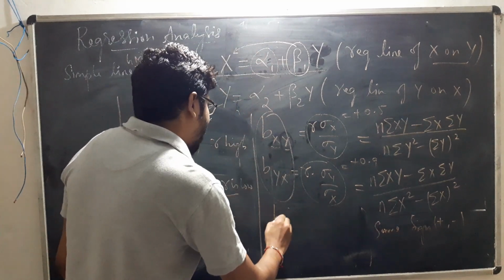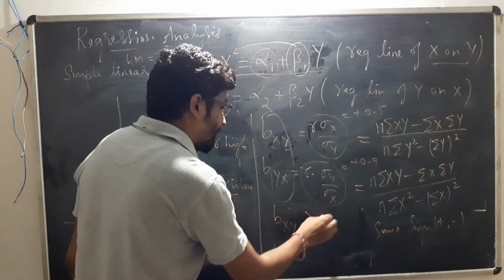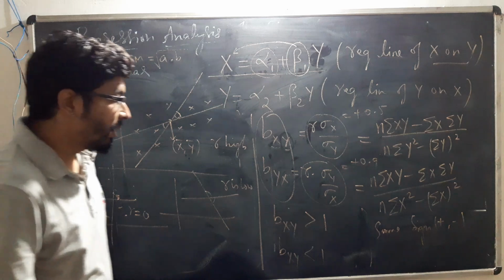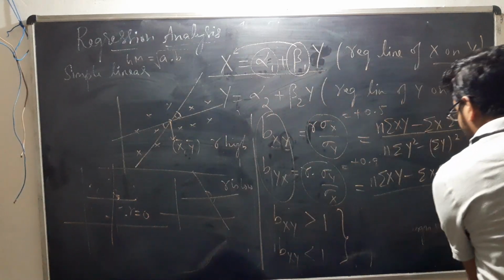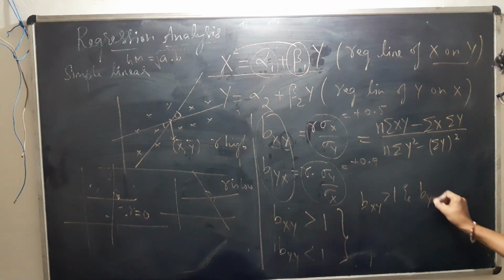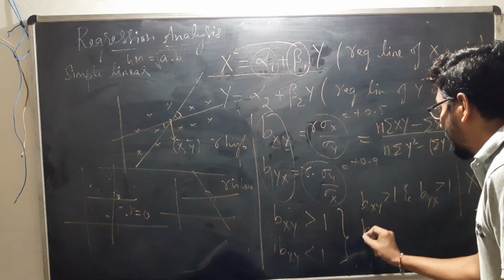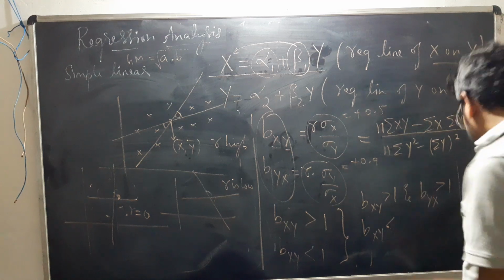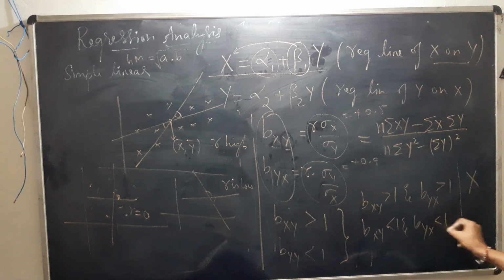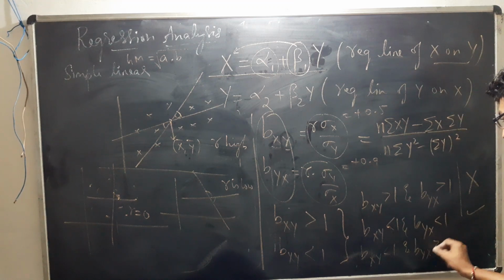The second property is that if you are observing any one of the regression coefficients as a value greater than 1, the other must always be less than 1. That is, you cannot have a situation where both are greater than 1. You cannot have this case. Pick any bivariate data, this is not at all happening. Whereas the other things can happen. If one is less than 1 and the other is also less than 1, that can happen. Or one is less than 1 and the other is greater than 1, that can also happen.